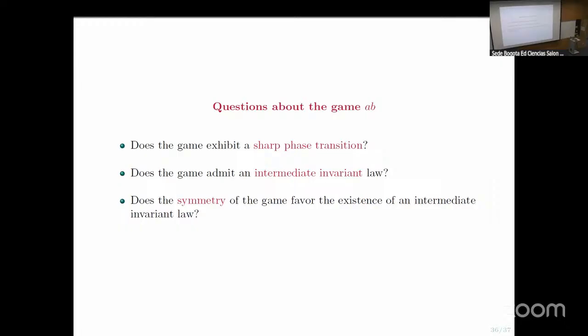So we don't know. We think that maybe, because in the game that Per introduced, there is a lot of symmetry. The two players play in the binary tree. And in the games that we study, one is playing in the tree and the other is playing in the lattice. So we don't know if losing that independence doesn't help the existence of an intermediate invariant law. So maybe in this game we can show that there exists an intermediate invariant law.